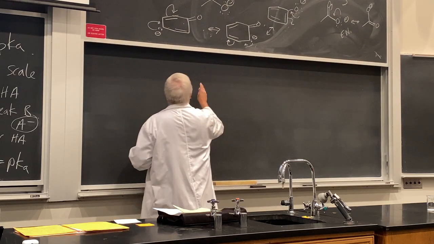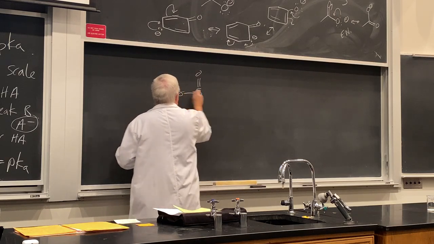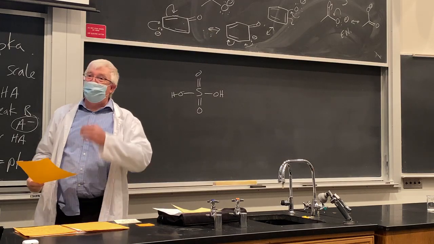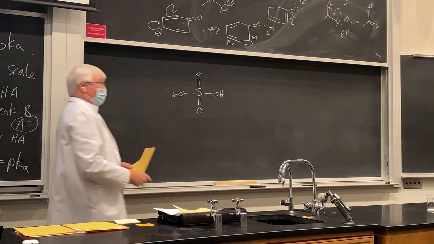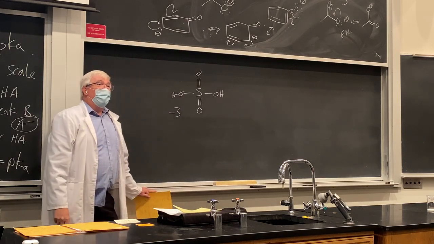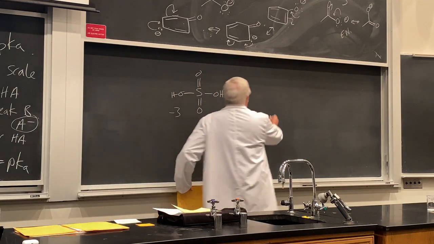Let's compare that to this. Just to be thorough here. Sulfuric acid. Now this is inorganic stuff, right? But you know sulfuric acid is a super strong acid. Why? pKa of -3. Much more acidic than acetic acid. Well, let's examine the conjugate base.